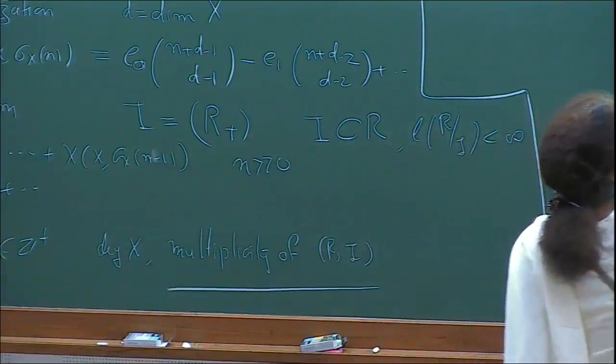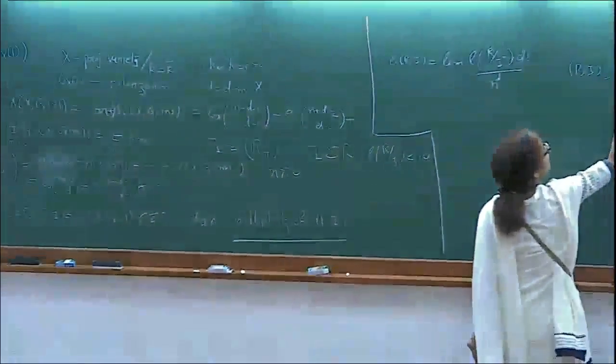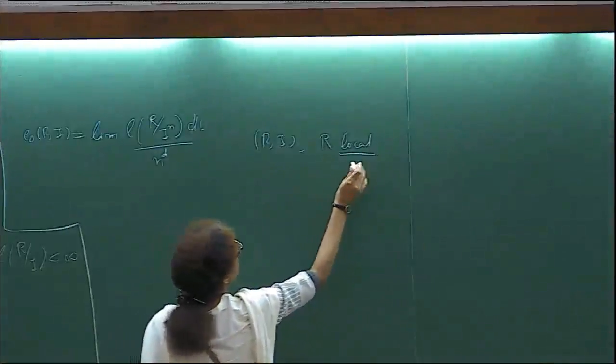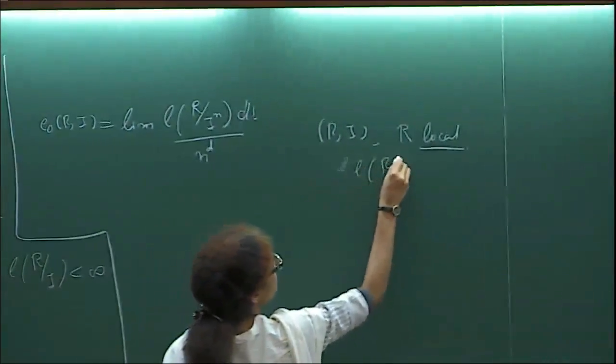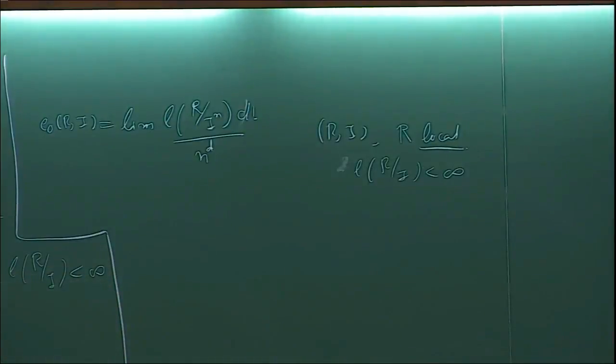So I can carry on the same thing for any pair (R, I), R local. I think this notion is useful for singularity purposes now. If the length of R/I is finite, I can make the same assertion. This is pretty well studied. This is a positive integer, in particular greater than or equal to 1, and it fits very well in a cohomological way.